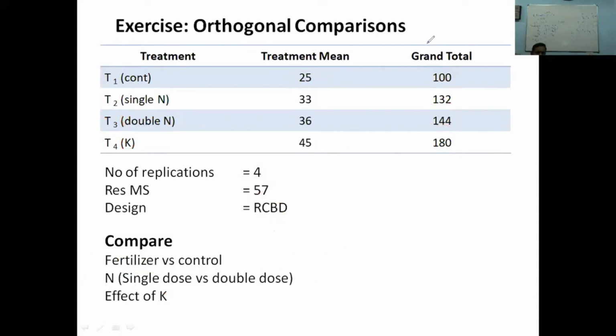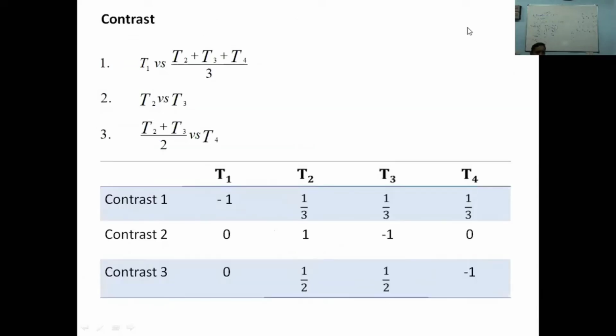contrast. So the same contrasts have appeared here. Right? T1 versus T2, T3, T4, as I said earlier. Then T2 versus T3, T2 plus T3 versus T4.